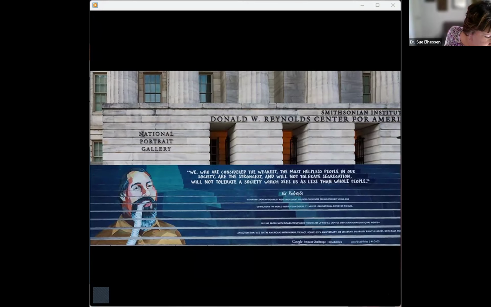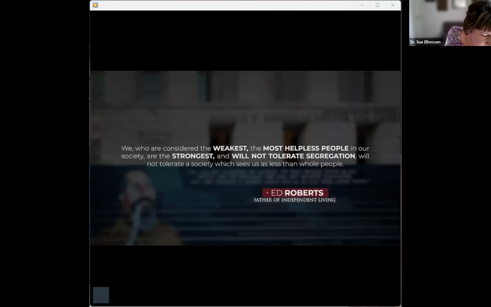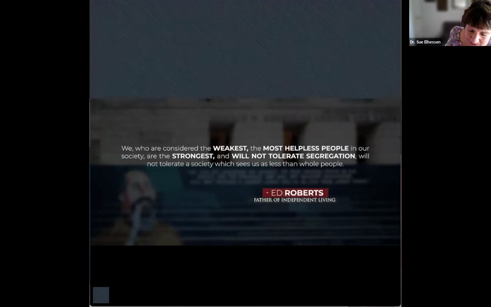The steps outside of the National Portrait Gallery are painted with an image of Ed Roberts, and a quote that reads, "We, who are considered the weakest, the most helpless people in our society, are the strongest, and will not tolerate segregation, will not tolerate a society which sees us as less than whole people."